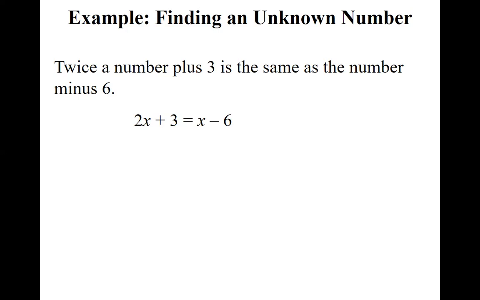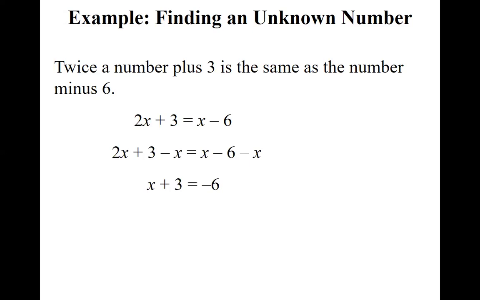So get rid of parentheses. We don't have any. Combine like terms on the left. We don't have any. Combine like terms on the right. We don't have any. Okay, then start moving things around so the x's are on one side and everything else is on the other. I'm going to subtract x from both sides. That removes it from the right. And then on the left, 2x minus x is 1x, just x. x plus 3 equals negative 6.